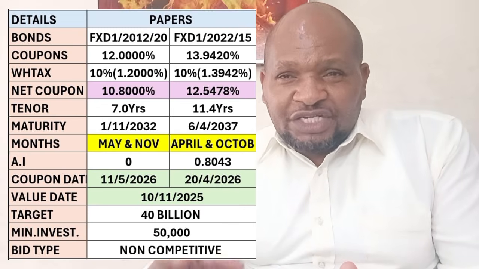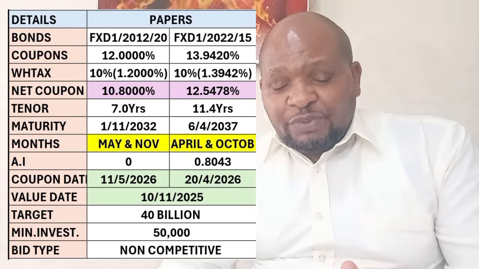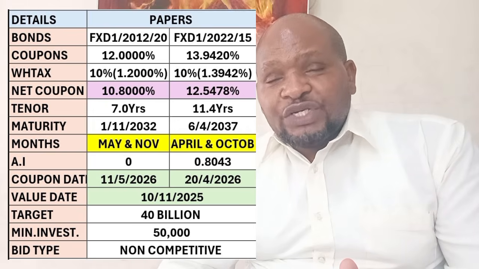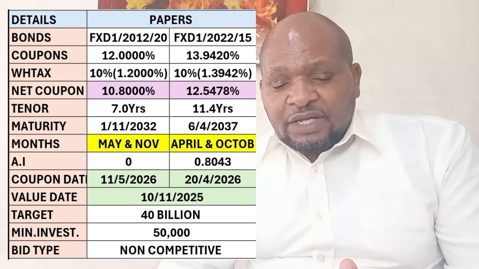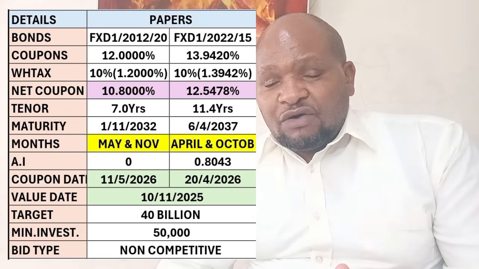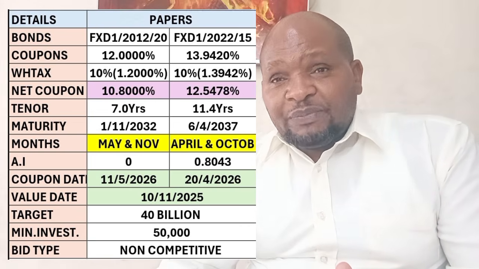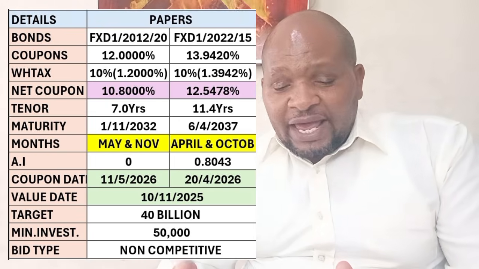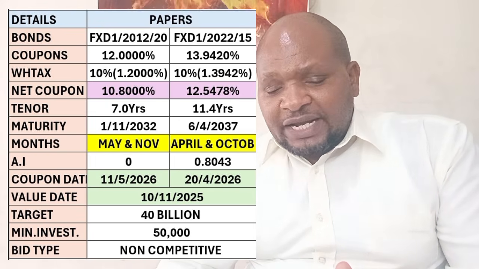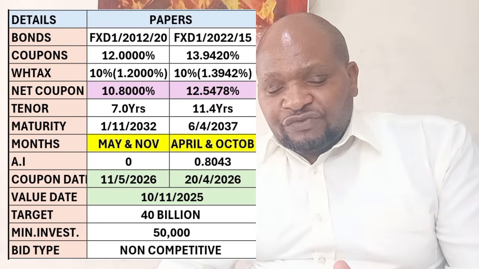Welcome back, and this schedule is giving us the bond specific features for the two papers, that is the FXD1 2012-20 and FXD1 2022-15. Those are the two bonds that are on the November 2025 bond auction. The coupons for the two papers is 12% for the FXD1 2012 and 13.9420% for the FXD1 2022-15.